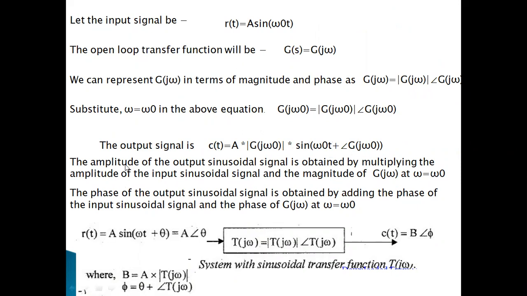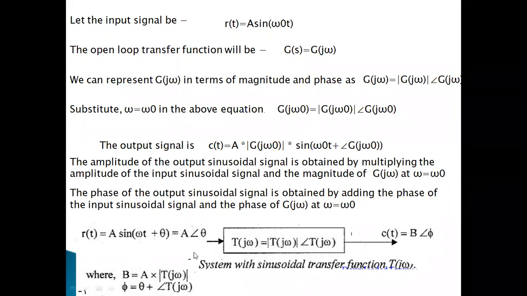The amplitude of the output sinusoidal signal is obtained by multiplying the amplitude of the input signal with the magnitude of G of j omega at omega equal to omega naught. The phase angle of the output signal is obtained by adding the phase angle of the input signal and the phase angle of G of j omega at omega equal to omega naught. Simply you will get the response.